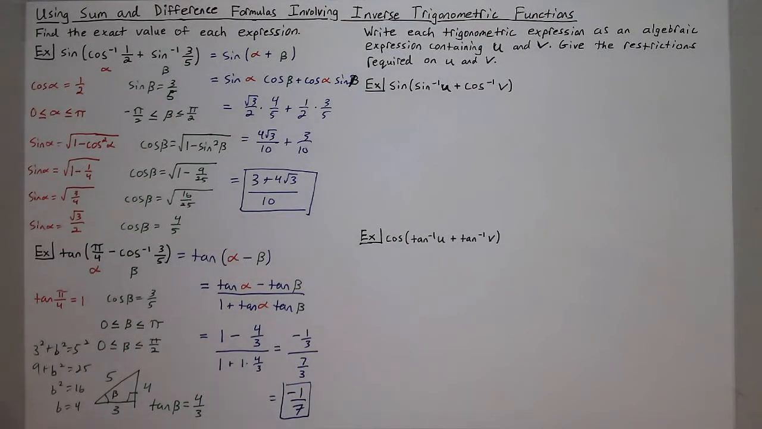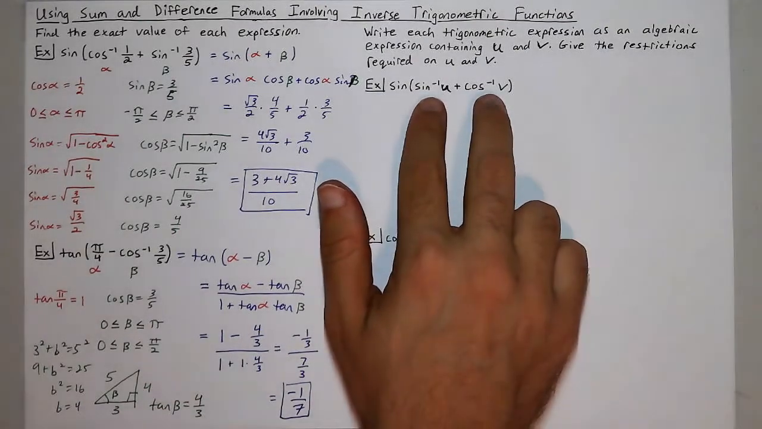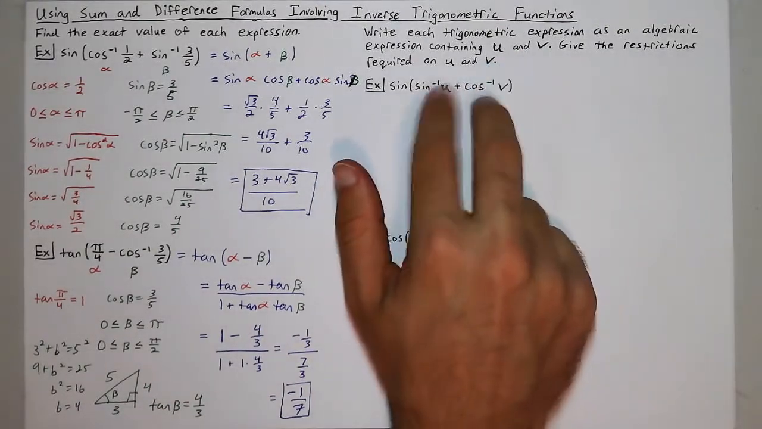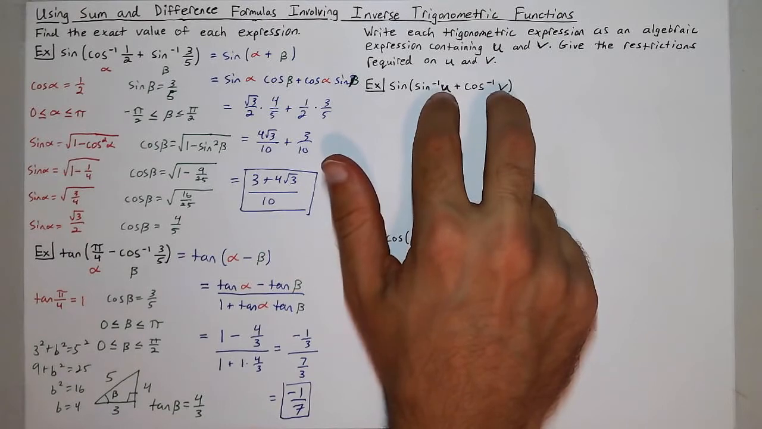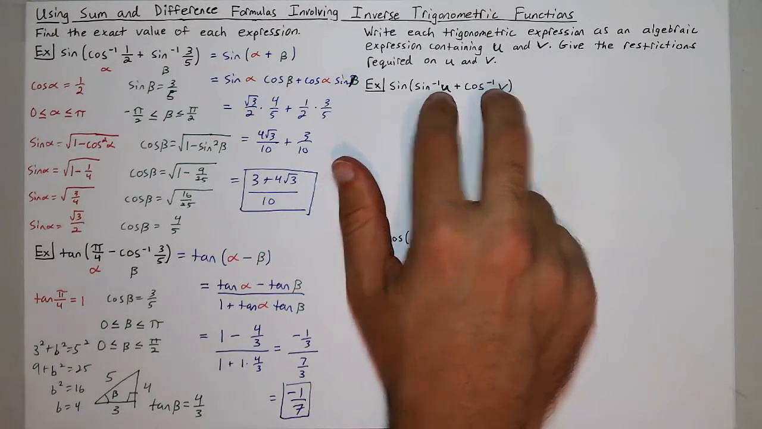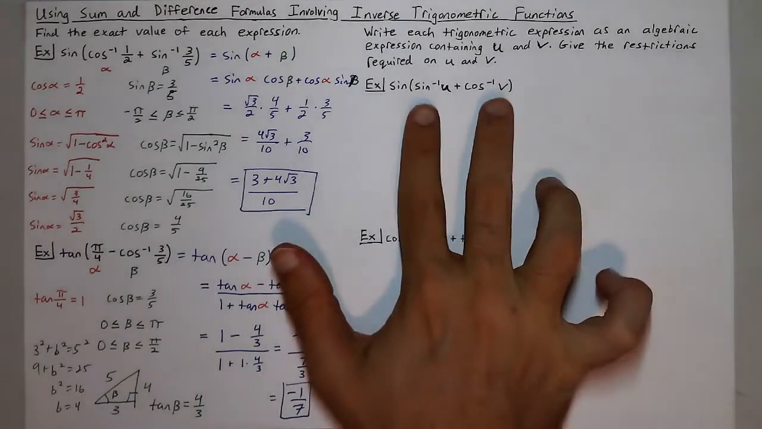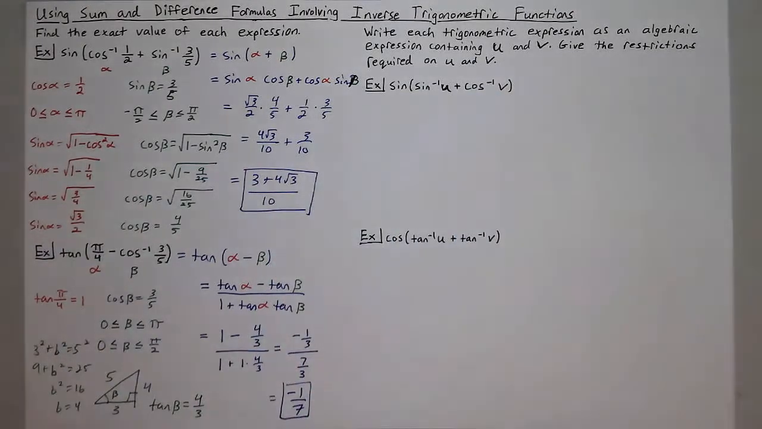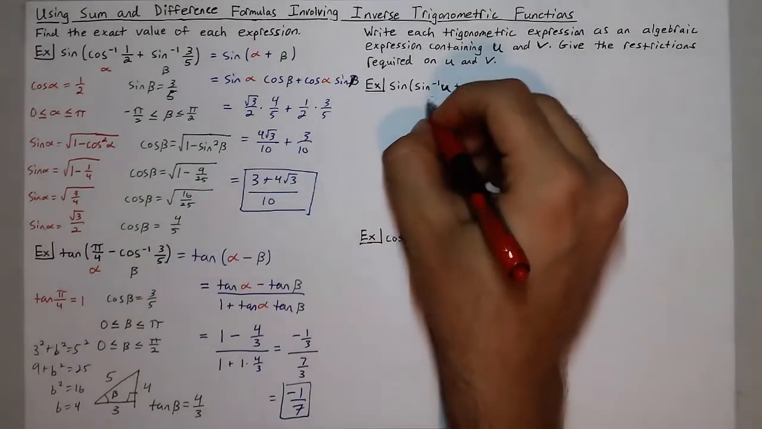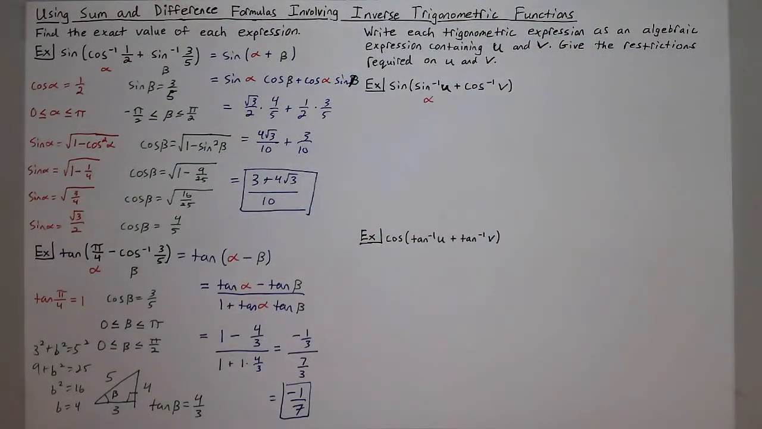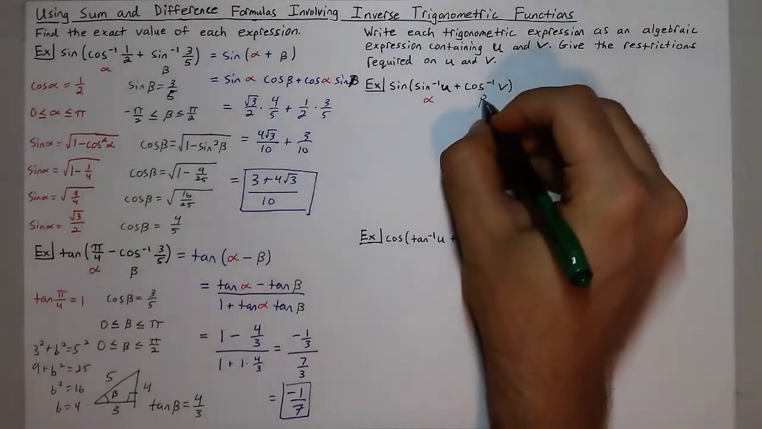Now, let's say we want to rewrite an expression in terms of u and v, just given any value for the inside of those trig functions. That can sometimes be helpful for figuring this out. So in order to do so, I'm going to have to do the same setup. So sine inverse of u is equal to alpha, and cosine inverse of v is equal to beta.